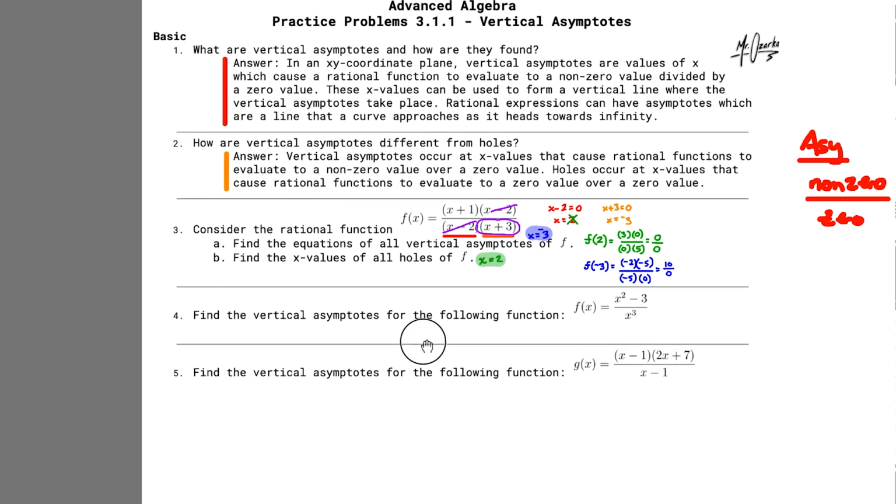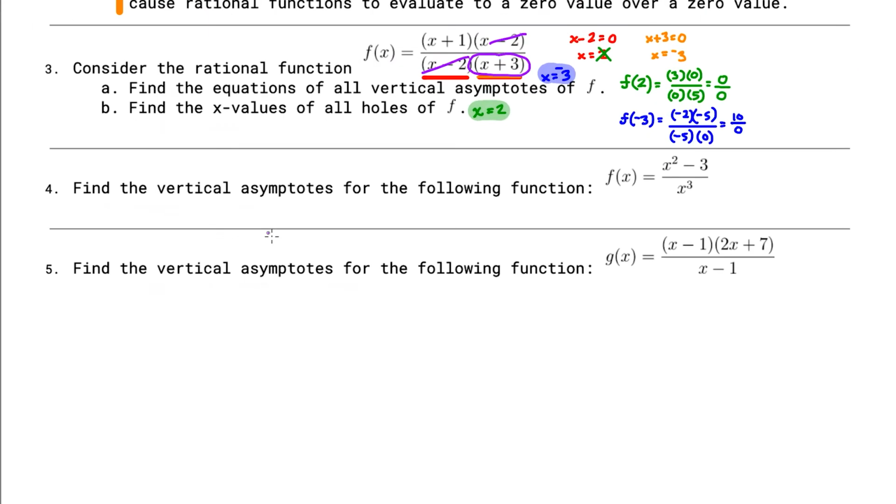Okay, so that's number 3. Let's look at number 4. It says find all vertical asymptotes for the following function. So first thing I'm going to do is set the denominator equal to 0. So I'm going to say x cubed is equal to 0. And if you solve this, you get x equals 0.